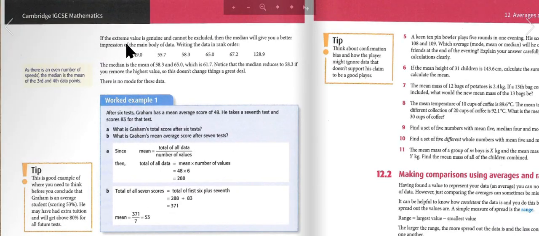If the extreme value is genuine and cannot be excluded, then the median will give you a better impression of the main body of data. Writing the data in rank order, the median is the mean of 58.3 and 65.0, which is 61.7. Notice that the median reduces to 58.3 if you remove the highest value, so this doesn't change things a great deal. There is no mode for these data.